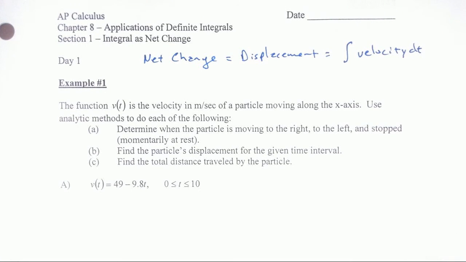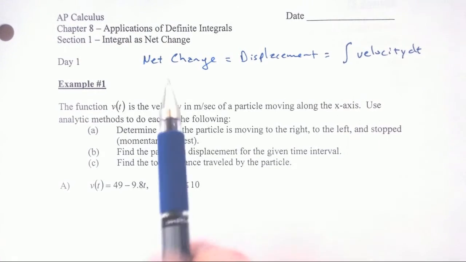Total distance is more challenging. I have to figure out when it moved to the right, then when it moved back to the left, and then when it moved back to the right. When did it stop? Those things come into play. But displacement is just the area under the curve. It's our velocity integral. So those are things to know.